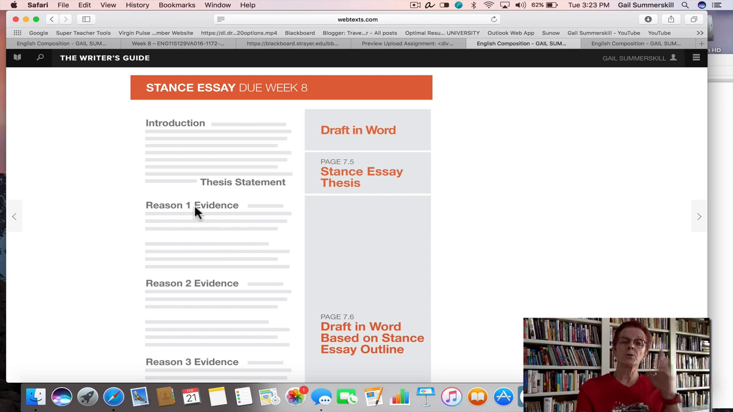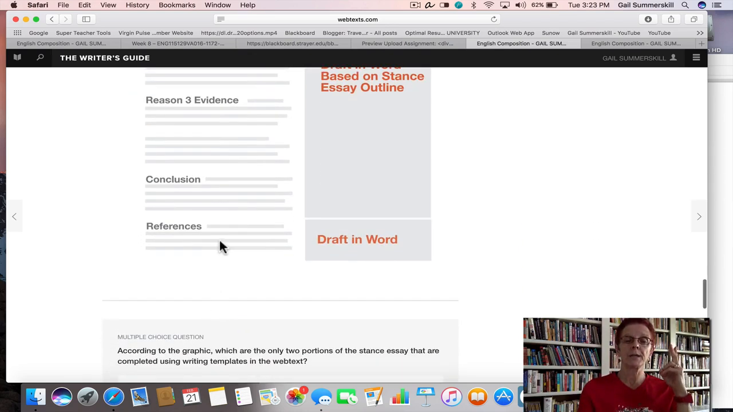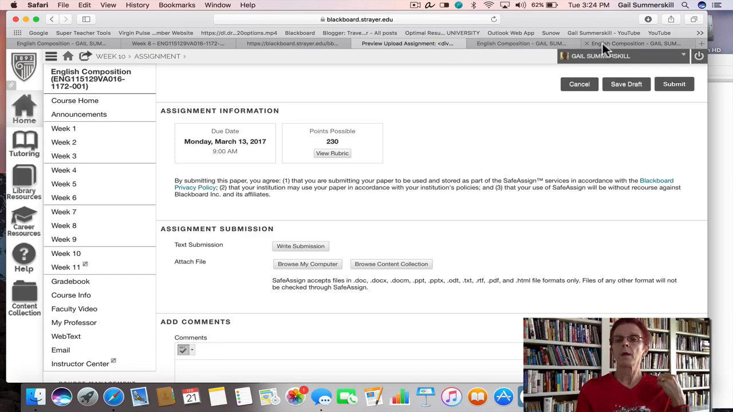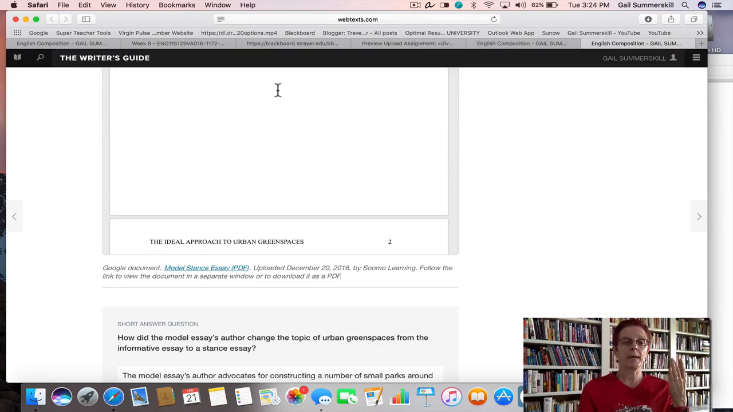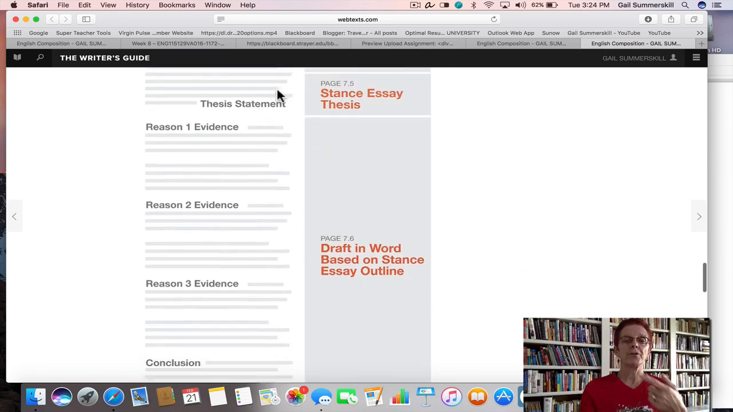Reason one, you give a topic sentence and your evidence, which is your reference, and then a little analysis of it. You do that for your reason two and your reason three. And then you have a conclusion and your references. So what I'd like to do now is show you a model paper.